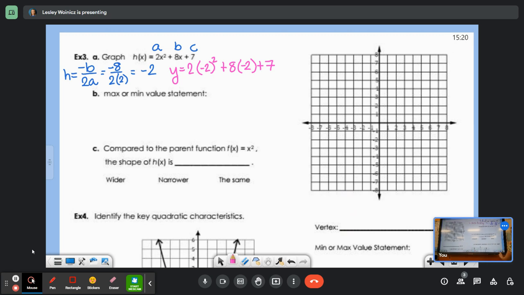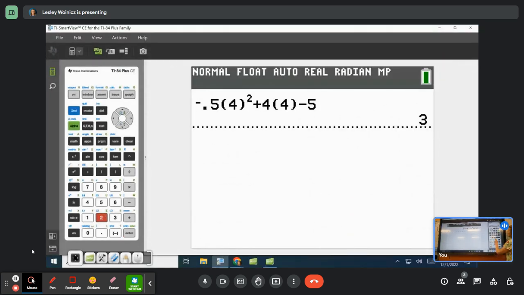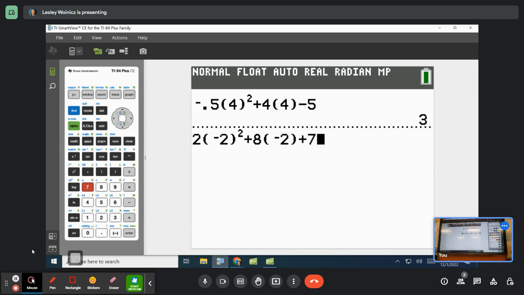Hopefully. Okay, so it's 2 open parentheses -2 squared plus, was it 8? Yeah. 8 times -2 plus 7. Thank you. Make sure you know how to type it in. Because on test day and quiz day, I'm going to have amnesia, and I'm going to forget how to operate a calculator. I might not even remember my own name.